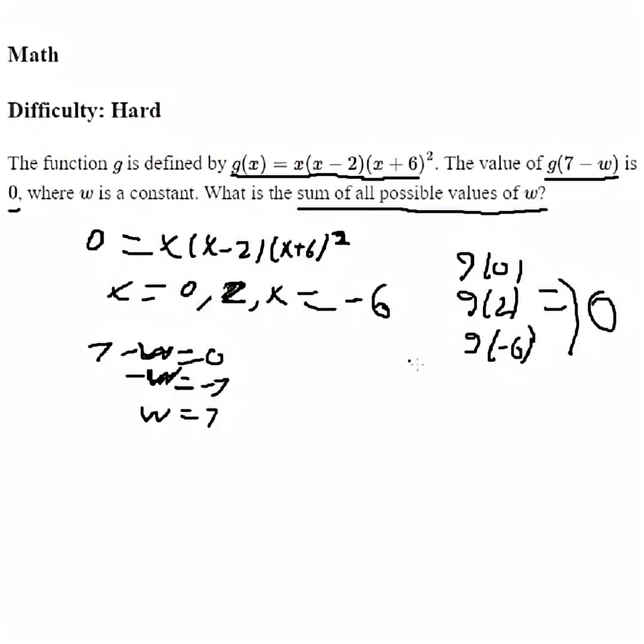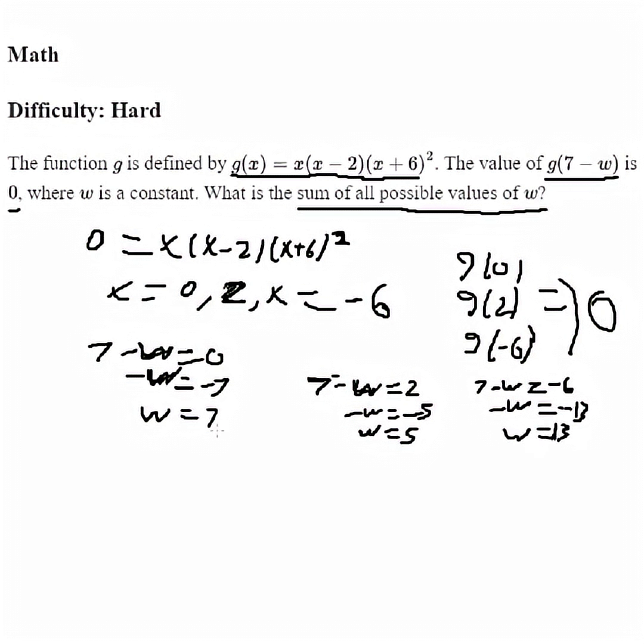That's the first solution. And then for g of 2, we're going to have 7 minus w equals 2, giving us negative w equals negative 5, and then w equals 5. And then for the last one, negative 6, we have 7 minus w equals negative 6, so negative w equals negative 13. Multiplying both sides by negative 1, we have w equals 13.